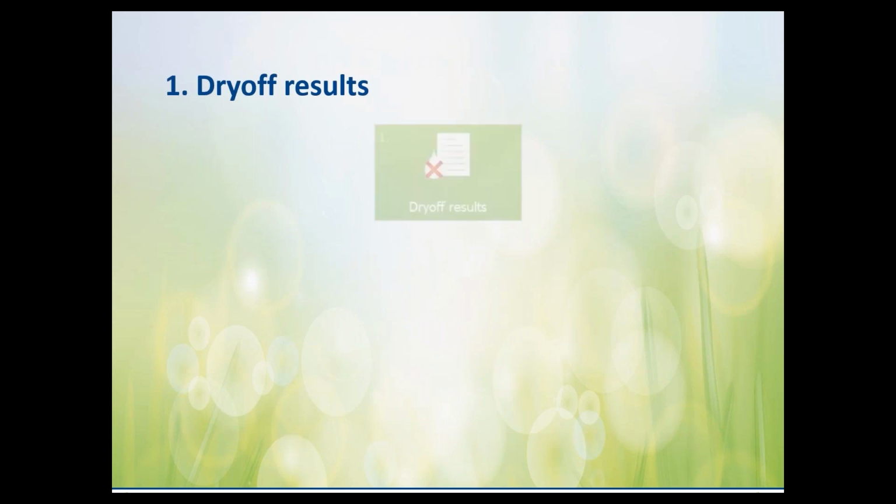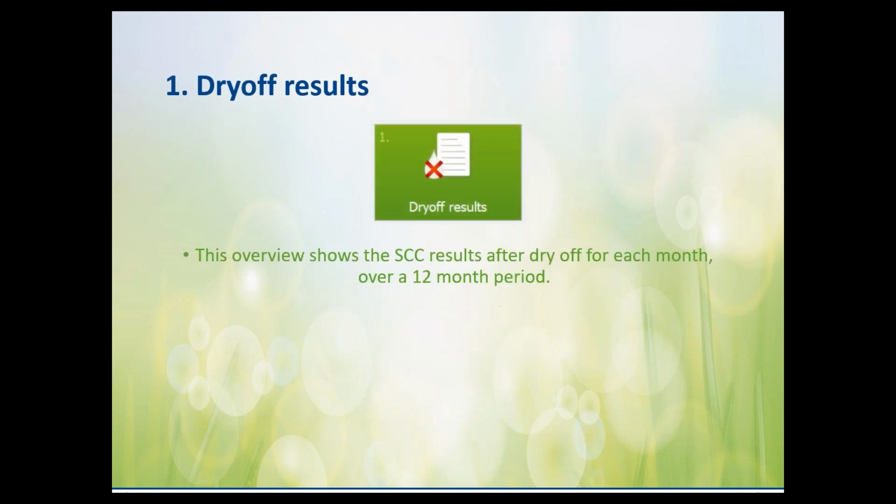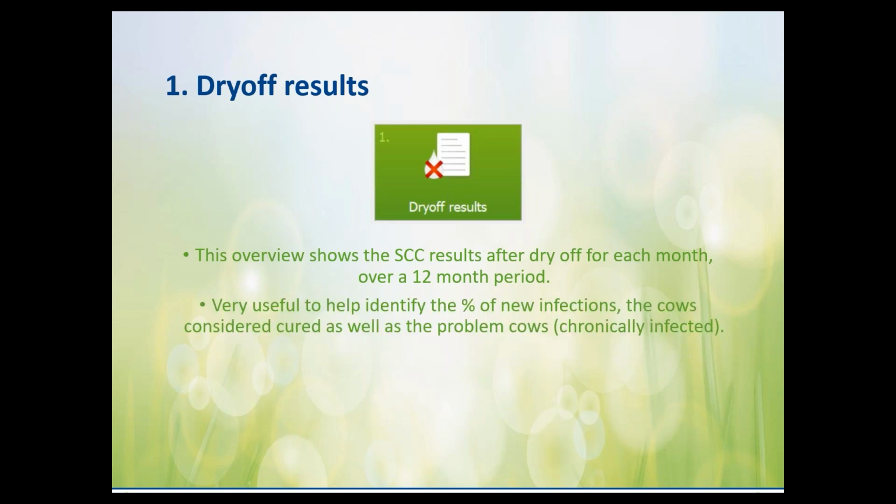The first one is the dry-off results, number 1, and this overview shows, over the last 12-month period, the somatic cell count for each month. It's useful to identify the newly infected cows, the cows that are considered cured, so were infected in the past, prior to the dry-off, and we also have the problem cows, the chronically infected as the software calls them. This is usually in percentage that we will see them on this report.